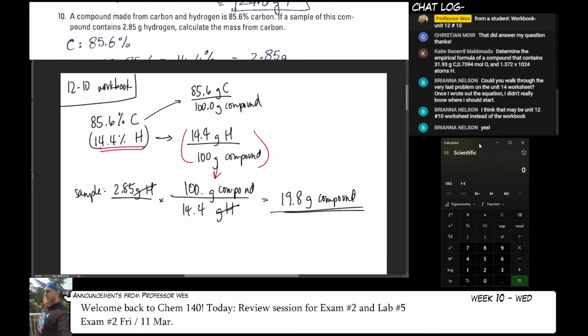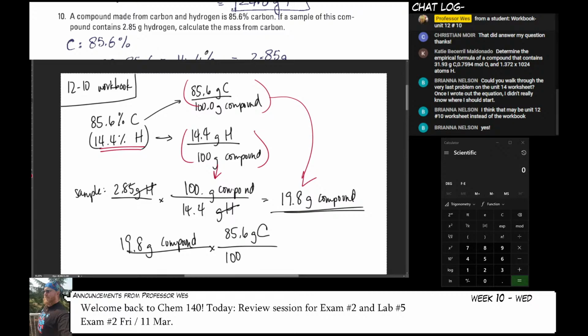So now that you know how much compound you have, and you want the mass of carbon, now you just apply this to it. And so we'll do that down here. So 19.8 grams of compound. And there are 85.6 grams of carbon per 100 grams of compound. And so we get 19.8 times 85.6 over 100.